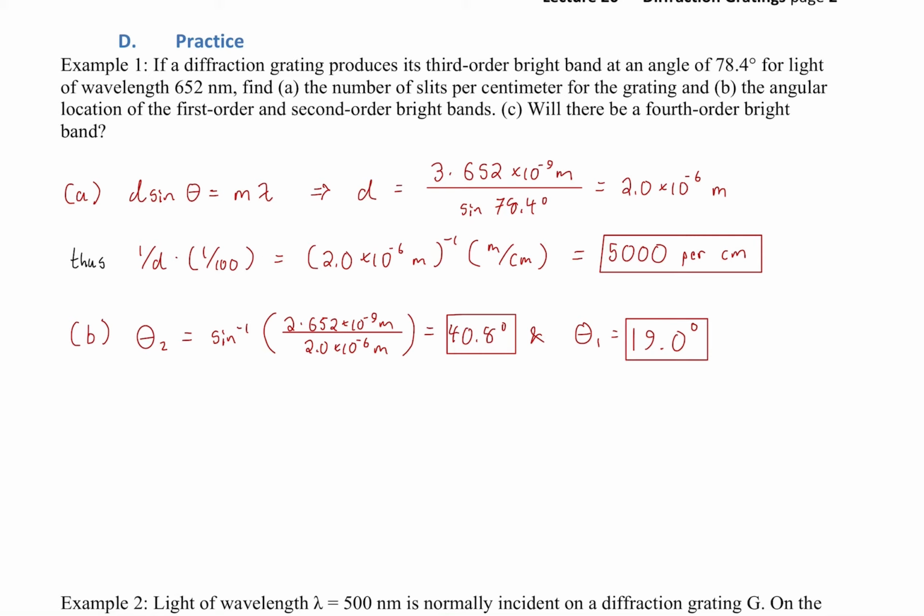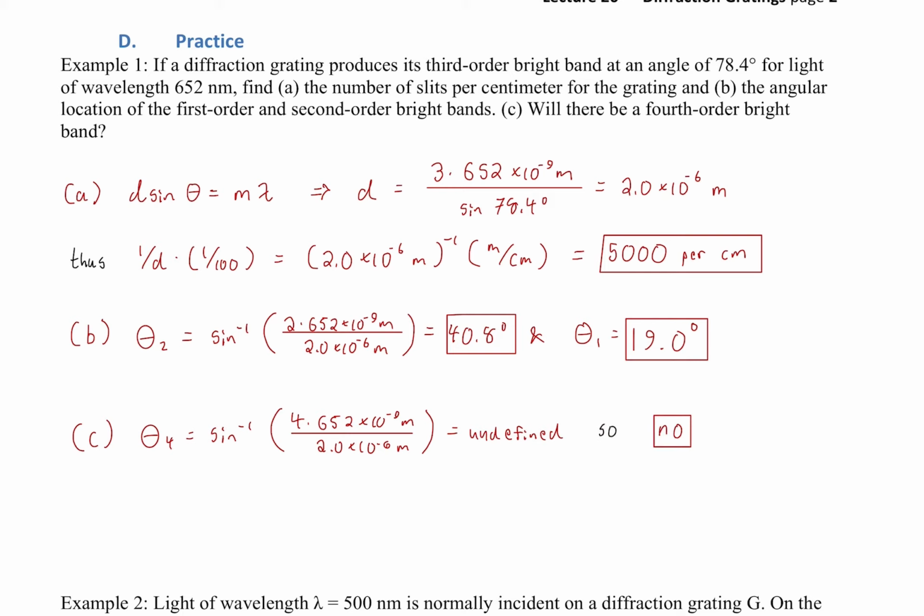Okay. And then in C, will there be a fourth order bright band? That's an interesting question. What does that mean? Well, if you go ahead and solve for theta 4, plug in your calculator, right? You get undefined because you can't take sine inverse of something. Why is that? Because, well, there's not one.